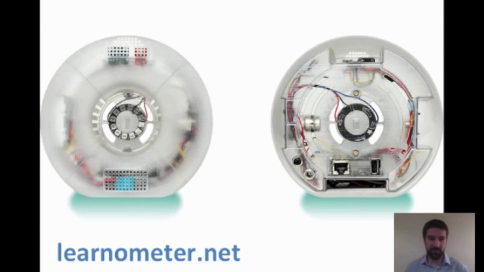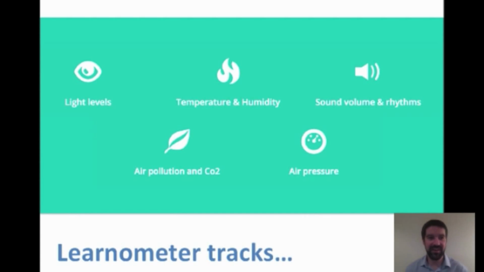And learning environments really are something which will take off when it comes to the Internet of Things. Another project that I'm a little bit involved in and keep a close eye on is the Ohmmeter project. Now what an Ohmmeter is, it's basically a small sensor which is internet enabled, which measures classroom light levels, temperatures and humidity, sound volume and rhythms, air pollution and CO2, and also air pressure.